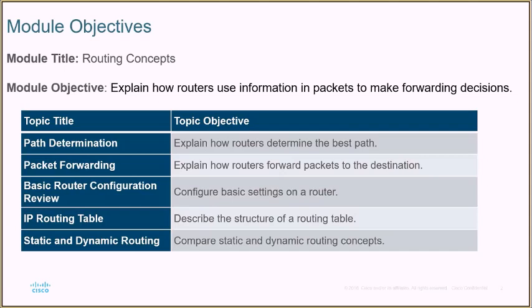Then basic router configuration. That's just a bit of a rehash of what we've done before. Then the IP routing table, we'll look at how a routing table is structured. And then static and dynamic routing, we'll compare static and dynamic routing concepts. So it's more background knowledge in this chapter, and then we'll actually go on and learn how to do some routing later on.